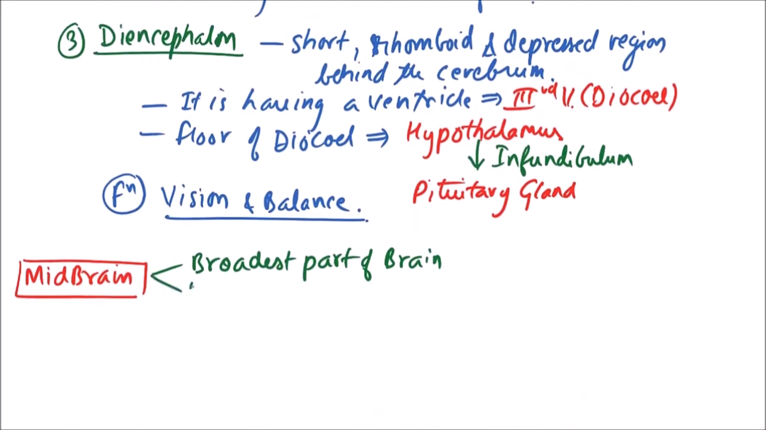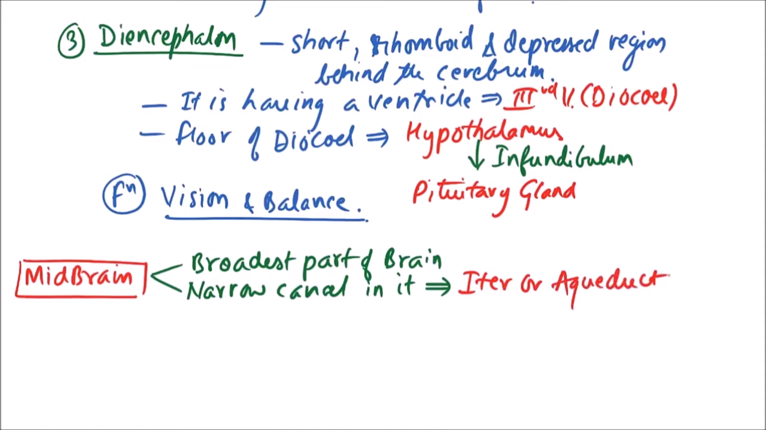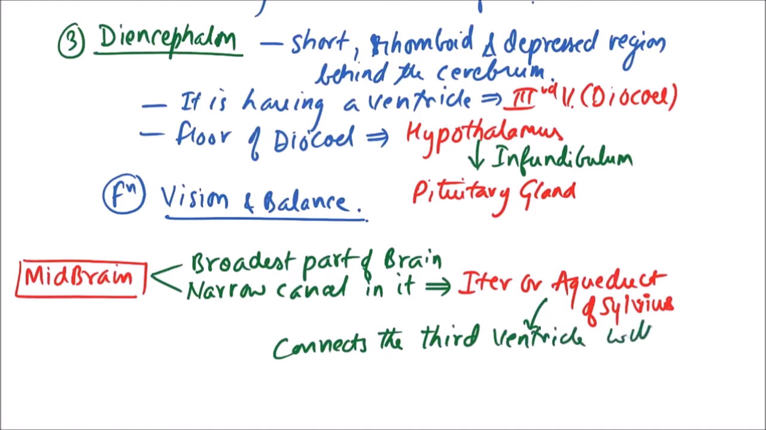Then it possesses a narrow canal in it, and this narrow canal is known as iter or aqueduct. This is aqueduct of Sylvius, and this aqueduct of Sylvius connects the third ventricle with the fourth ventricle. We'll be discussing the fourth ventricle in the hindbrain.